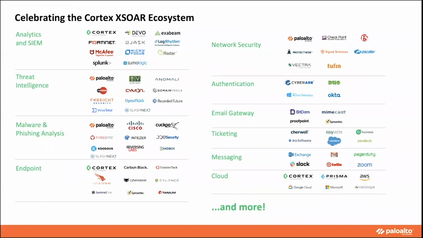So this is just a slide that explains the rich Cortex XSOAR ecosystem. We have partnerships with almost all the leading security product categories, including SIEM, threat intel, malware and phishing analysis, endpoint, network security, authentication. And it also goes beyond security, including ticketing, messaging, cloud and DevSecOps teams products as well. All of these integrations are readily available in the XSOAR platform. It's almost a plug and play capability. The security teams just need to bring their API and credentials and configure, and they should be good to go using these different products, all from a single XSOAR platform.